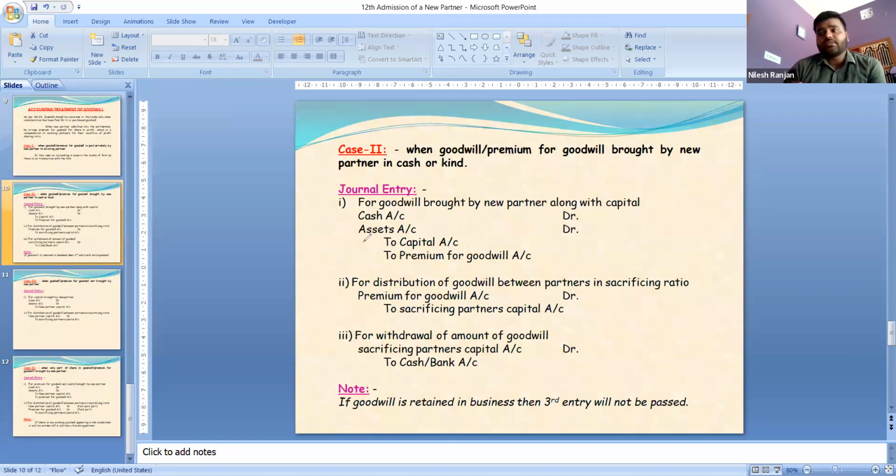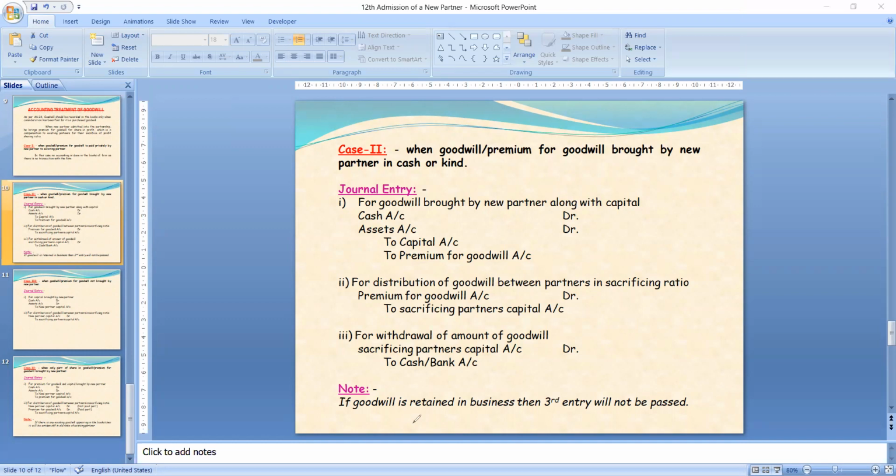Capital is for C, as you can say it is a liability for the business and an asset for C. So capital is for C, but premium is compensation for sharing the profit. So whichever partner is sharing the profit with C will get the premium for goodwill. If premium for goodwill is given by A and B, then premium for goodwill account debit to sacrificing partners' capital account, meaning the partner who is sacrificing his share to C.